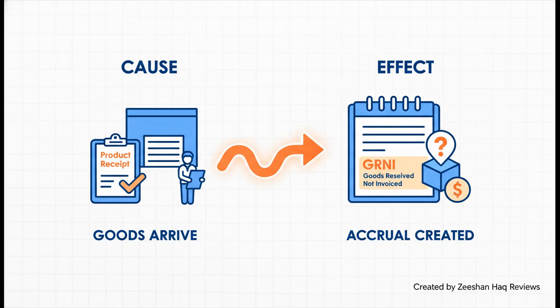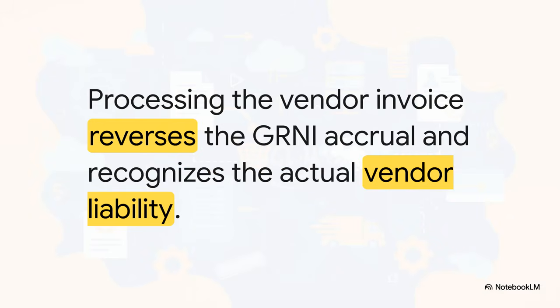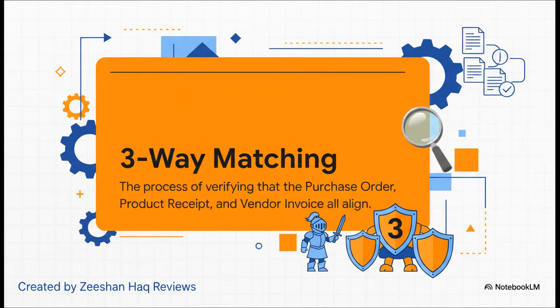This creates a kind of temporary holding account, a financial IOU, if you will, called GRNI, which stands for Goods Received Not Invoiced. Okay, next up, the vendor's invoice shows up in the mail, or more likely, email. This is the official bill, and when the AP team processes it, the system does something really slick. It automatically reverses that temporary GRNI accrual and creates the real liability. This is the actual bill that we have to pay. But hold on. Before one cent leaves the company bank account, our PO has to face one last test. Think of it like a mini-boss battle called three-way matching.